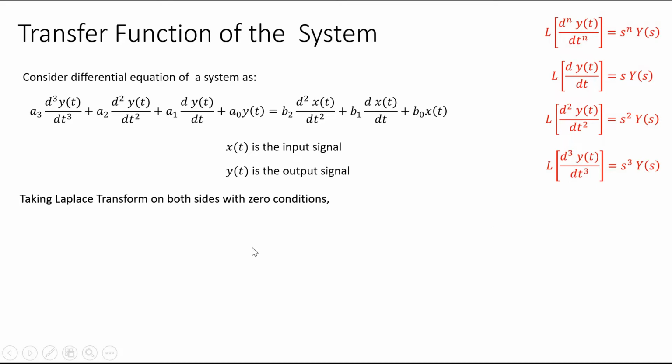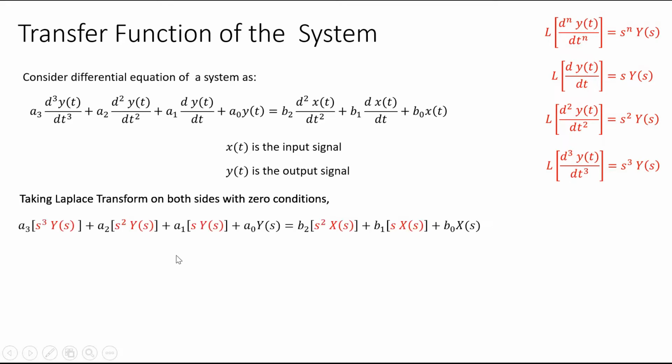So we can directly apply the Laplace transform here. Then this term becomes s cube y of s, d square by dt square becomes s square y of s, d by dt becomes s into y of s, and y of t becomes y of s. And here also, s square x of s will be the Laplace of d square by dt square, s into x of s will be the Laplace of d by dt of x of t, and x of s is the Laplace of x of t.